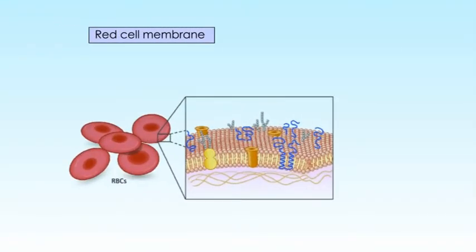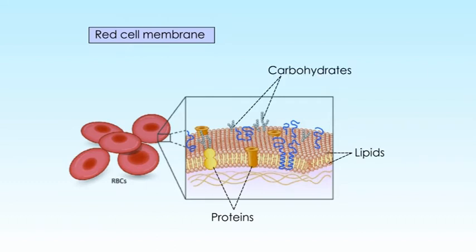Biochemically, the red cell membrane is composed of proteins, lipids, and carbohydrates. The carbohydrate moiety is associated either with membrane lipids, which we call glycolipids, or with membrane proteins as glycoproteins.